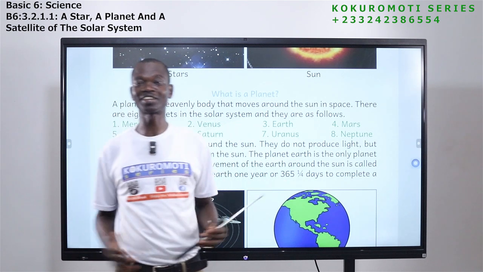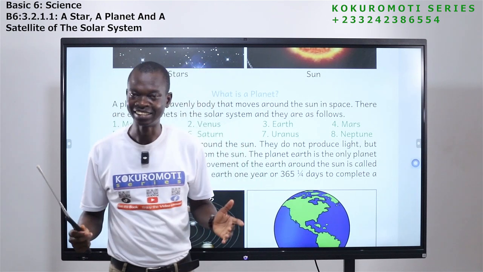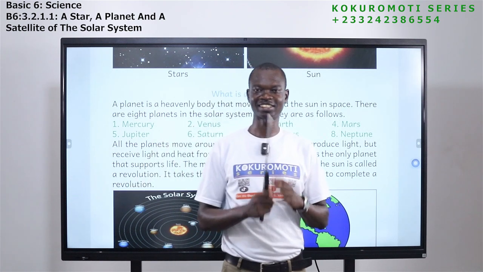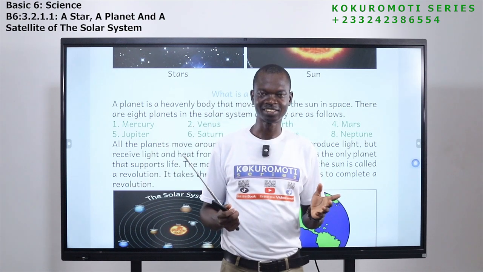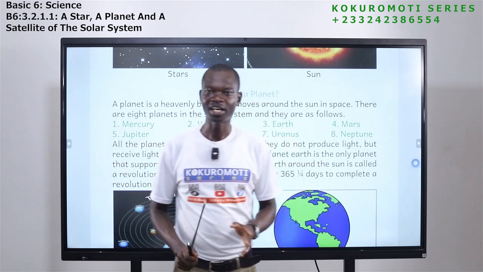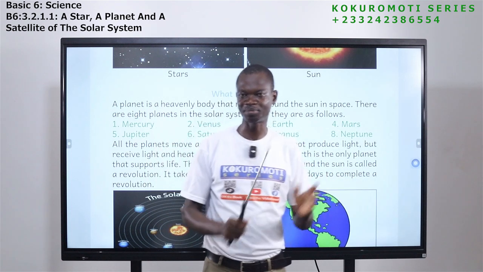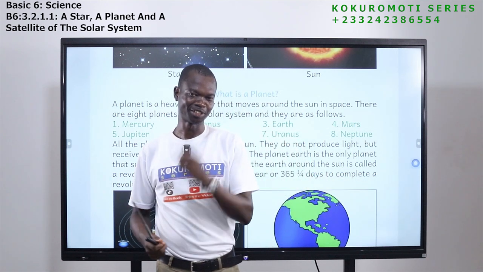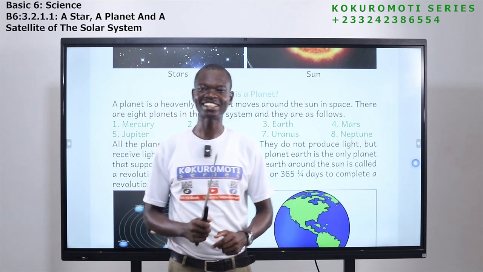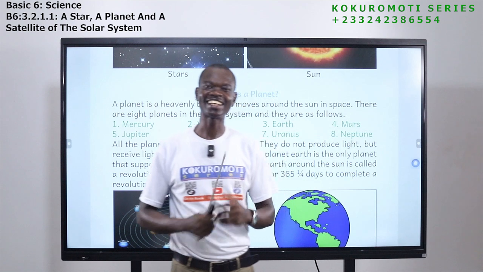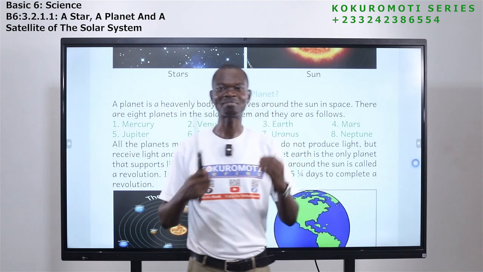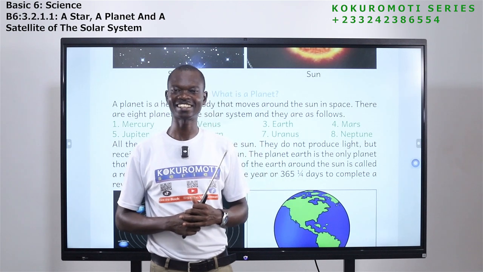So all the things that we are talking about is that a planet is a heavenly body that moves around the sun in space. So in the solar system, we have 8 planets. They are Mercury, Venus, Earth, Mars, Jupiter, Saturn, Uranus, Neptune. You remember the song? Mercury, Venus, Earth, Mars, Jupiter, Saturn, Uranus, Neptune. Our planets of the solar system.